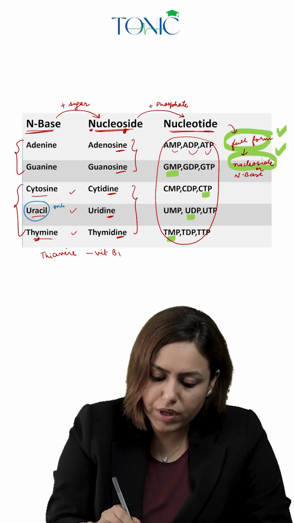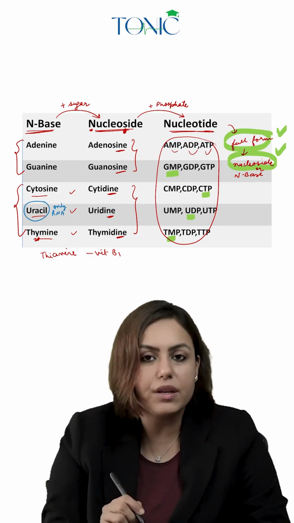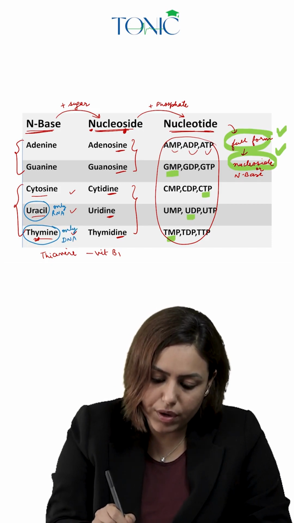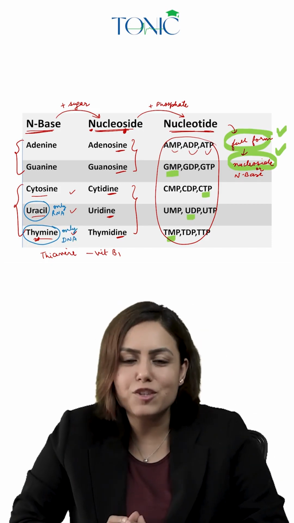Now one more thing in the end, all these are present in DNA and RNA, but uracil is only in RNA and not in DNA. Thymine is only in DNA and not in RNA, right? This is it with this chart.